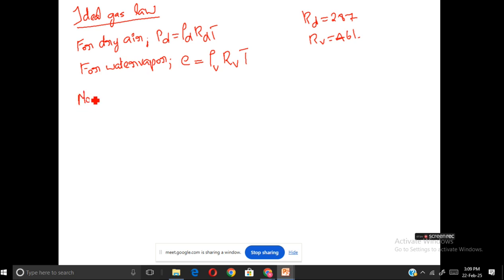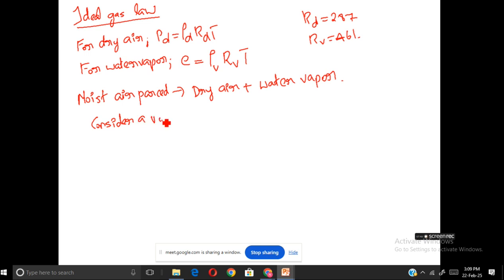So now we are considering a moist parcel which has dry air plus some amount of water vapor. Consider a volume V of the moist air parcel.